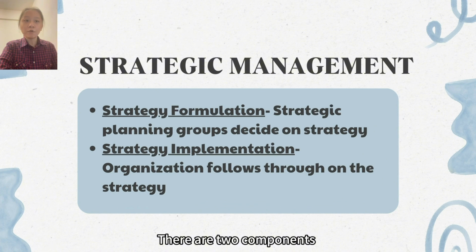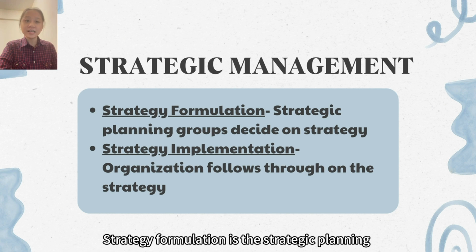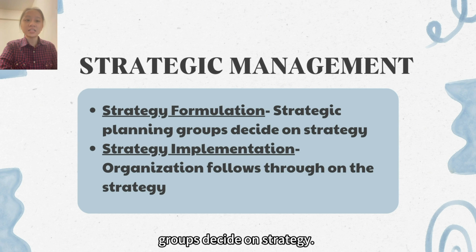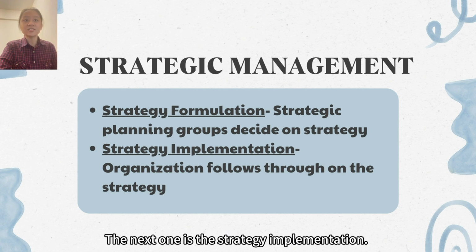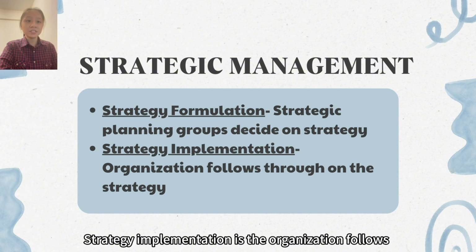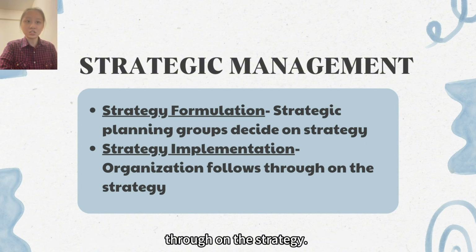There are two components of the strategy management process. The first one is the strategy formulation. Strategy formulation is where the strategy planning group decides on strategy. The next one is the strategy implementation. Strategy implementation is where the organization follows through on the strategy.